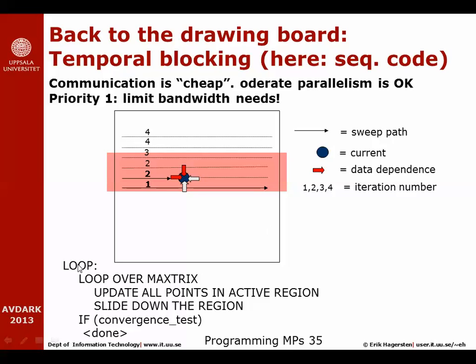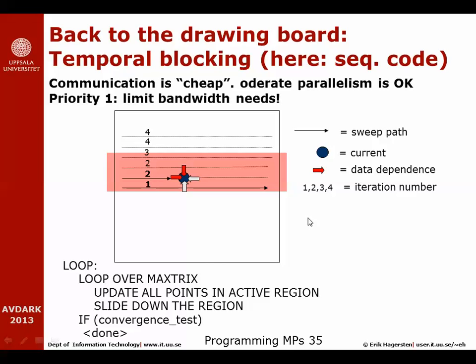So the high-level description of what we're going to do is we're going to loop over the matrix. And when you loop over the matrix, we're going to update all the points in the active region, but only in the active region. And then we slide the active region down. Okay, we're going to do that until we've operated on the entire matrix.